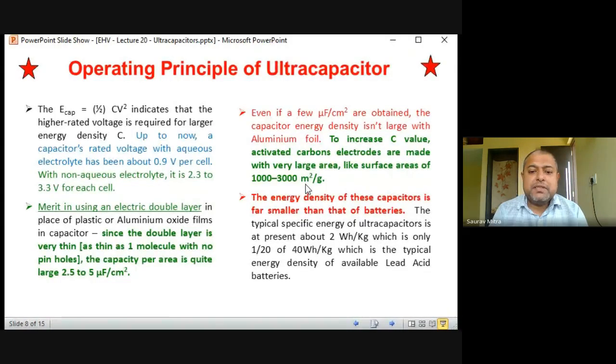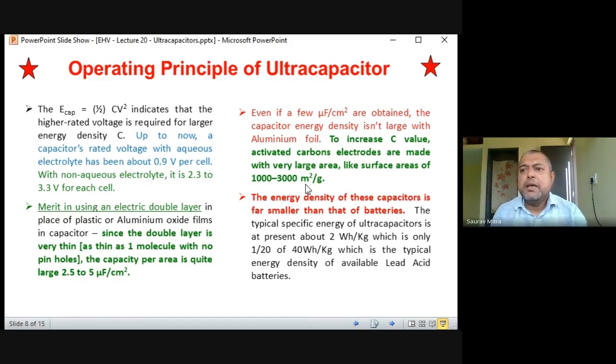Last point, the energy density of these capacitors is smaller than the batteries. Okay, so energy density is less, but the power that it can supply will be more. The typical specific energy of ultracapacitor at present is 2 watt hour per kg, which is only 1/20th of 40 watt hour per kg, because 40 watt hour per kg is the specific energy of battery. So compared to 40 watt hour per kg, ultracapacitor specific energy is 2 watt hour per kg. It is very less. That's what I told you in the beginning itself.